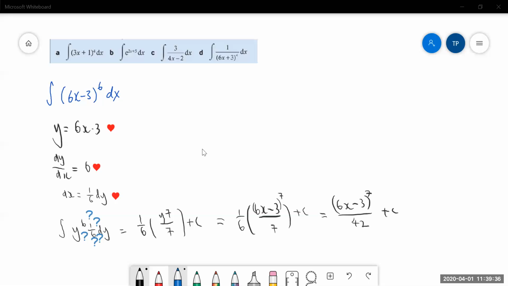Is this correct? Wonderful. Okay, now let's take a look at part B. This is correct. This is very good.